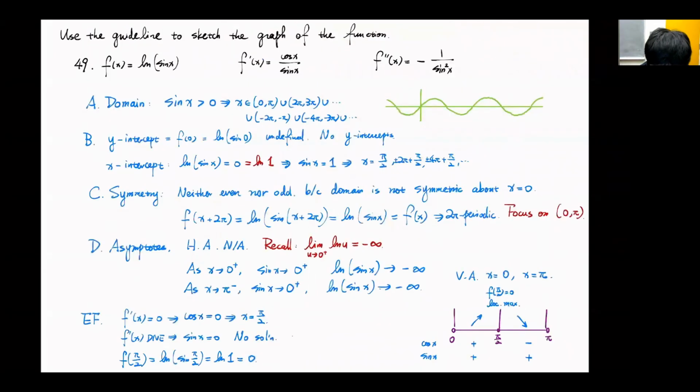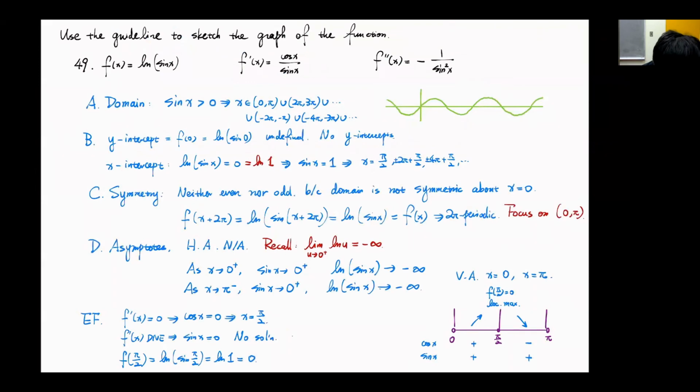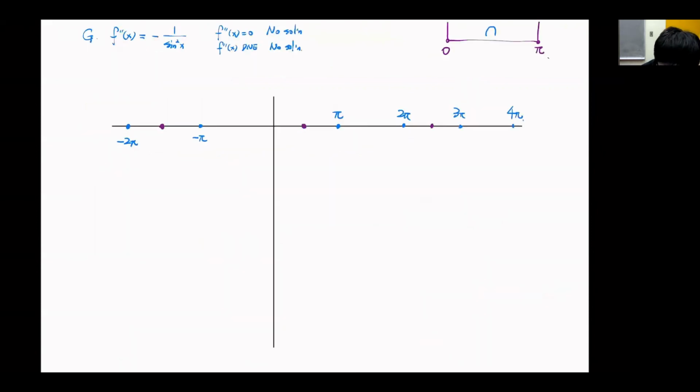Let's look at the other information. We have y-intercept undefined, and x-intercept will be pi over 2. Together with these numbers, I know my function will pass through pi over 2, and 2 pi plus pi over 2, and minus 2 pi plus pi over 2. These are the points the function will pass through. From the next section, we know it's a periodic function, neither even nor odd, with no horizontal asymptote, and vertical asymptotes at x equals 0 and x equals pi. So at least I need to draw the vertical asymptote over here.